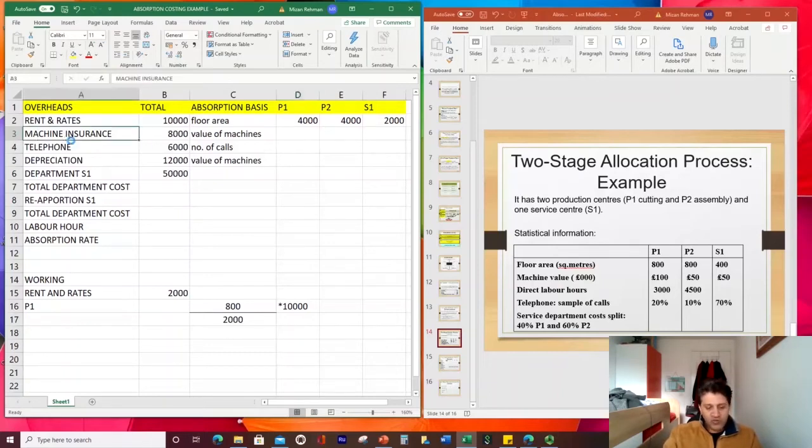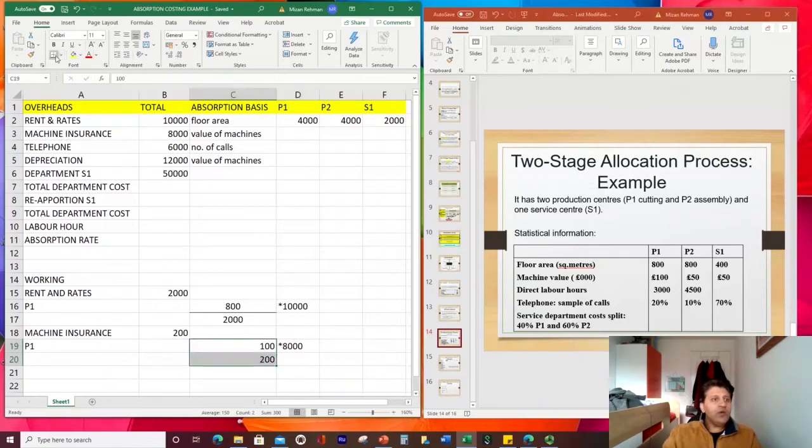So machine insurance, Control C. And I total up the value of machines, which is simple, but I just do it for the sake of comprehensiveness, 200. So now I will apportion P1, Control C, and I'll apply the same rule, 100. I will avoid zeros, no need for the zeros, 200, and the total cost is 8,000. So that's my equation.